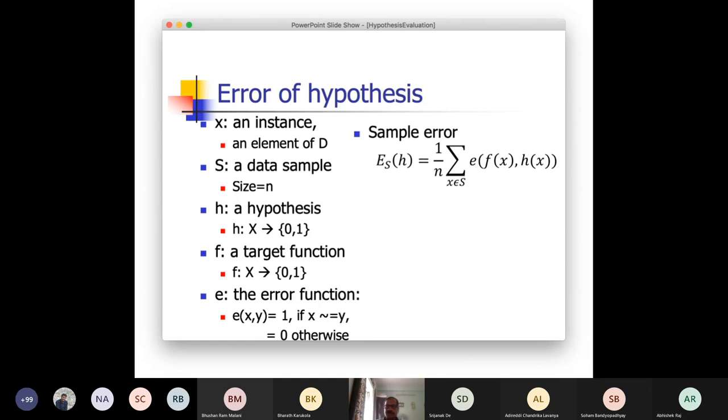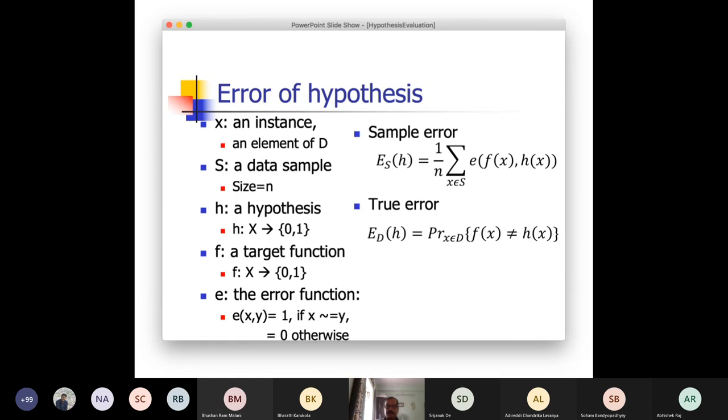As you can see, if f(x) and h(x) do not match, then the value of the function, small e in the notation, would be 1. So you are counting how many times it has occurred. If you consider the total number of examples, the fraction of examples where they do not agree is the sample error. Or you can consider it the training error if S is the training sample only, whereas the true error is this.